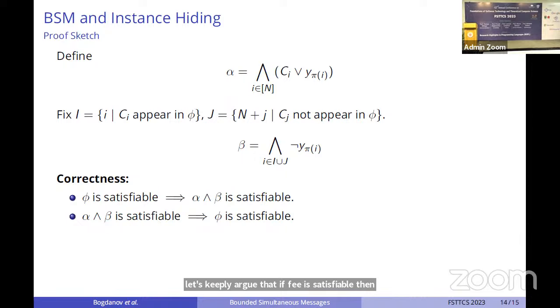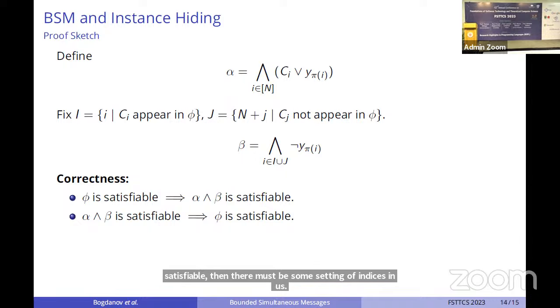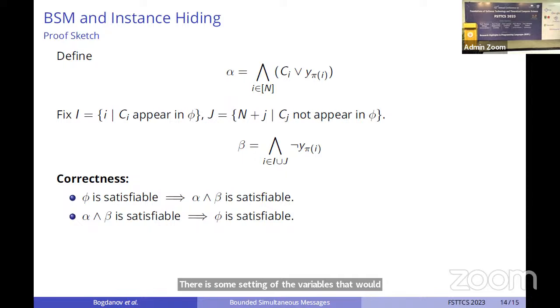And if alpha and beta is satisfiable, then phi is satisfiable. Okay. So let's argue the first direction. If phi is satisfiable, then what does it mean? There must be some setting of the variables that would satisfy all these C_i's.